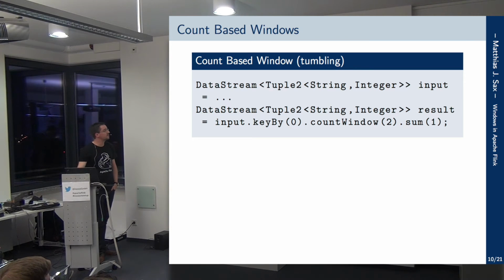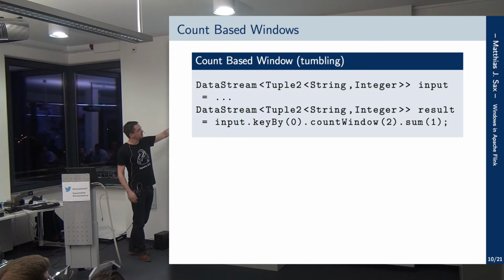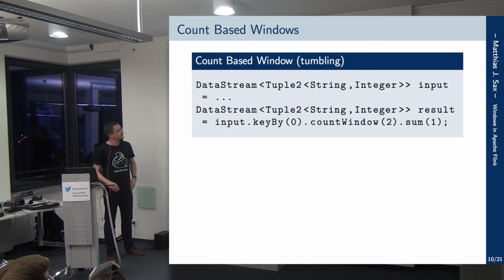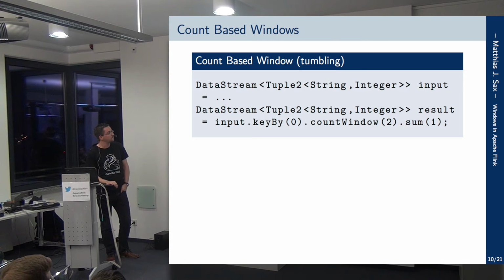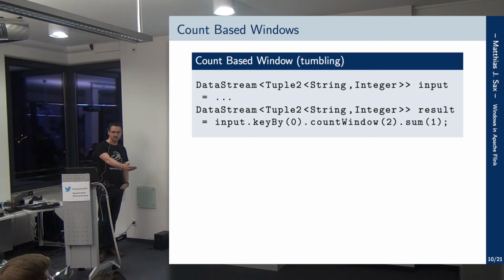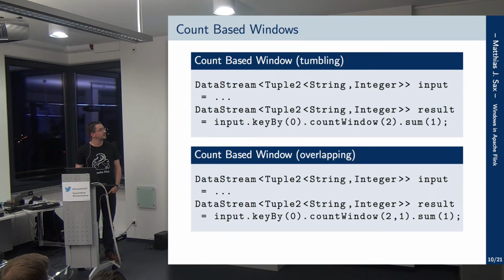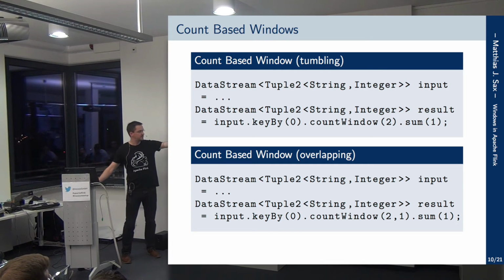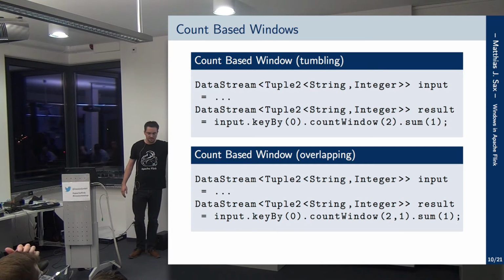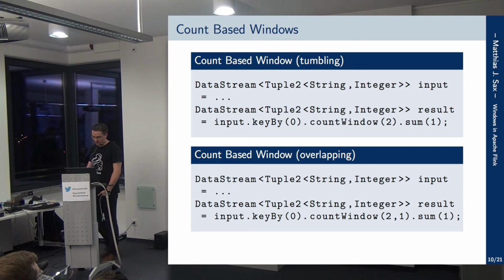In the API, it's also very easy. It's almost the same as we saw before. We have the key by that basically builds the substreams, and then we just say we want to have a count window of 2, and then again we apply the aggregate on this window. If we do this in the overlapping case, we just have a second parameter here. So we say the size of the window in count window is 2 and the slide is 1. Now, this is the very, very basic window concepts we have.